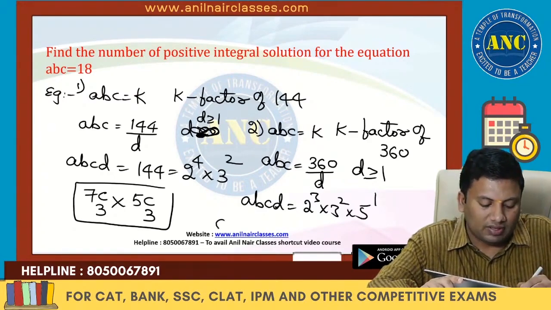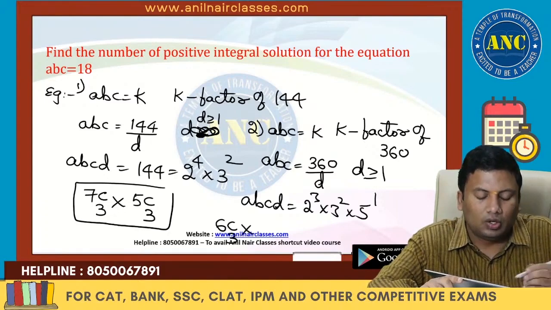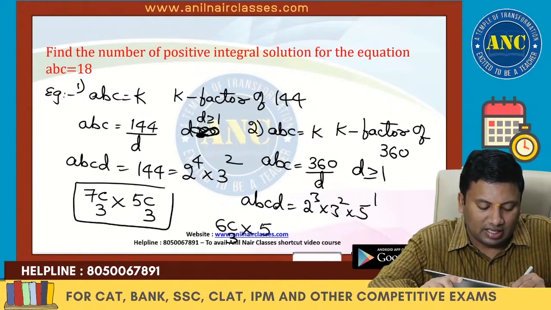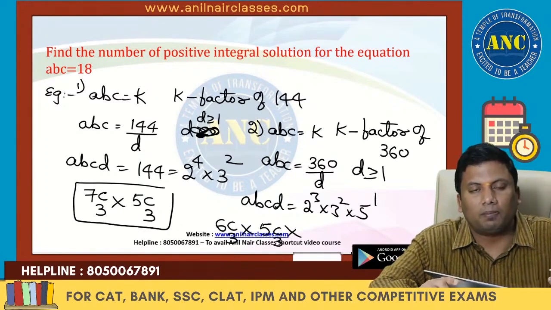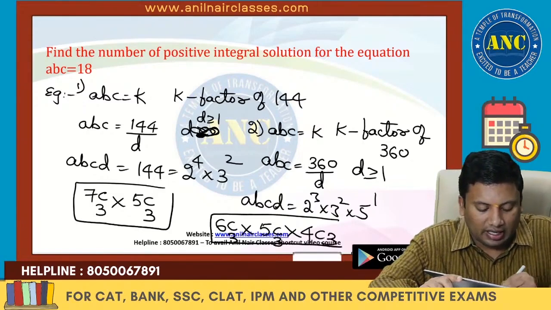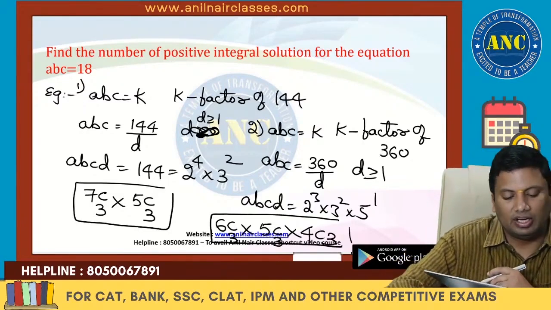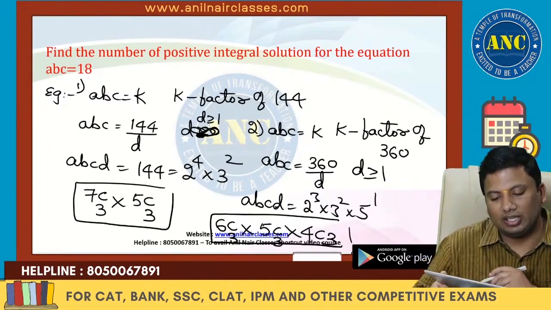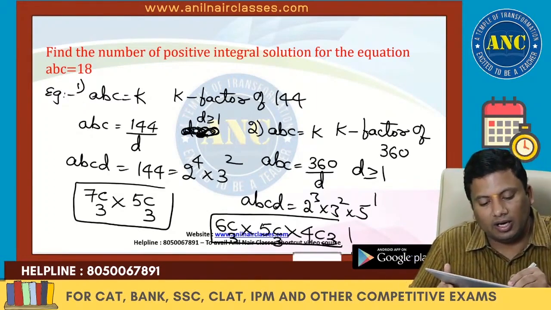3 plus 4, 7, which is 6C3. 2 plus 4, 6, which is 5C3. 1 plus 4, 5, which is 4C3. Direct answer you will get it: 6C3 into 5C3 into 4C3, where D is greater than or equivalent to 1.